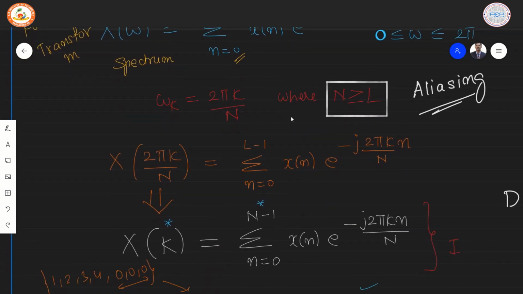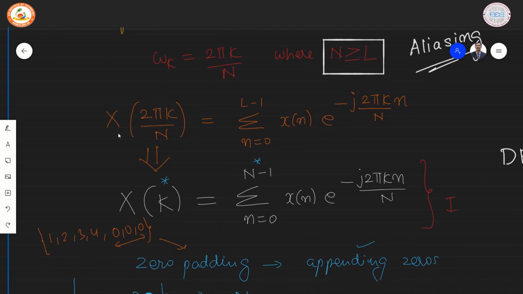So after the process of sampling, we obtained what is called X of 2 pi k by N, which is equal to summation n between 0 to L minus 1 x of n into e power of minus j 2 pi kn divided by capital N. Now this equation on the LHS could be written in a more concise way as X of k. K here represents the index, and the index is an integer which lies between 0 to N minus 1.